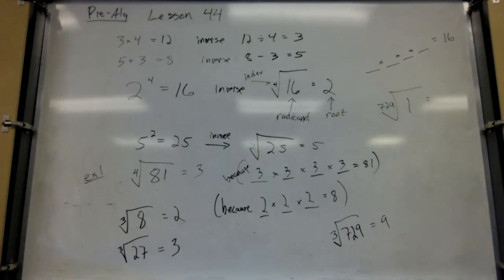1. What times itself 729 times? 1 times 1 times 1 times 1 times 1 times 1 times 1 times 1, 729 times. You just get 1, right? So here's a common mistake.